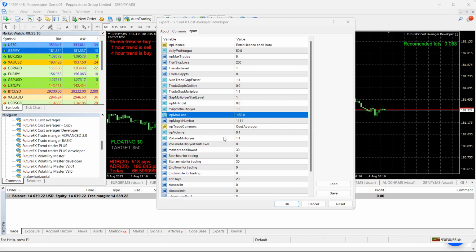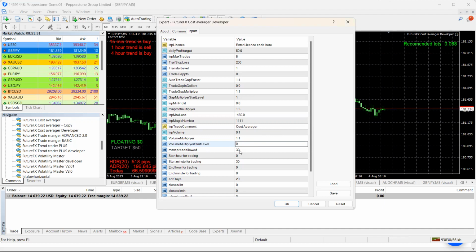Then we have a volume multiplier. So like the trade gap multiplier, we can choose to slowly increase the size of the trade. So in this case, we have 0.1. The second trade would be 0.11 because 0.1 multiplied by 1.1. And so it's going to slowly increase the size of the trade. You can also select what level you want to start increasing the size of the trade. So you might decide you want the first 3 trades to stay the same and then for them to start getting bigger. So you can select the level there yourself.